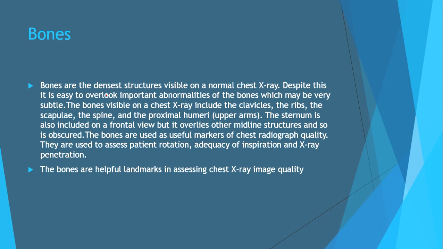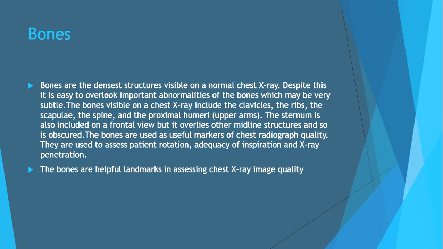Bones. Bones are the densest structures visible on a normal chest X-ray. Despite this, it's too easy to overlook important abnormalities of the bones, which may be very subtle. The bones visible on a chest X-ray include the clavicles, the ribs, the scapula, the spine, and the proximal humerus, upper arms. The sternum is also included on a frontal view, but it overlies other midline structures and so is obscured.